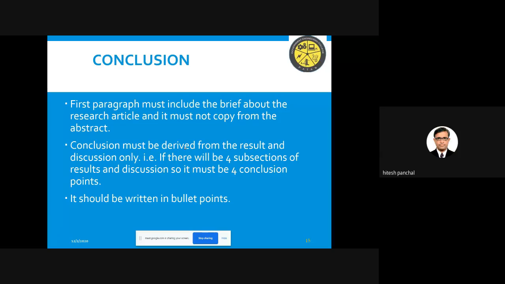And generally the conclusion must be written in bullet points. But some researchers also add the conclusion without bullet points. It is okay. But generally, if you write in bullet points, you get a proper idea, and you can say that I have derived my result and discussion in four subsections, and from all the subsections I obtained the conclusion which I have added in bullet points.